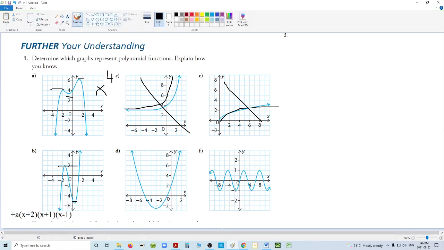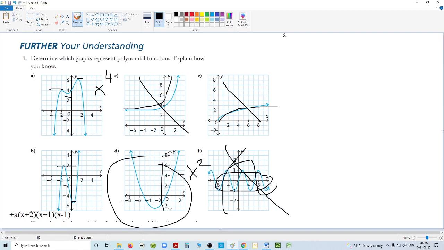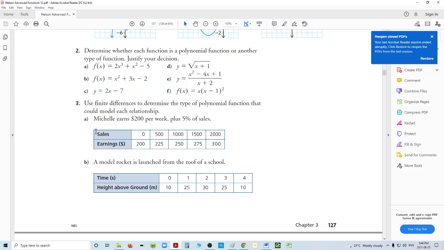What about this one? This is clearly a parabola, and it's upward facing, so it is a function. That was a function as well. And it is also a parabola, and since it faces upwards, it's got a positive a. And this is obviously a sine curve, so it is not a polynomial. So they just want you to get used to spotting the graphs and recognizing the graphs.